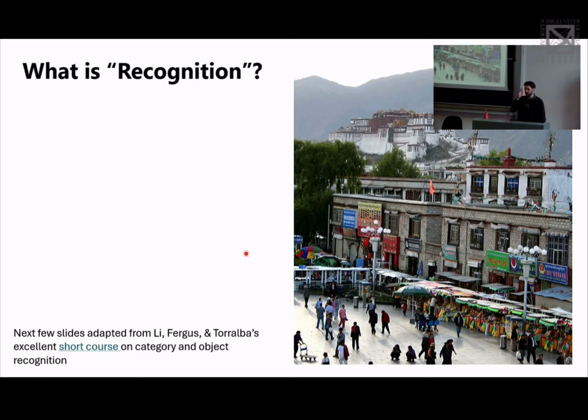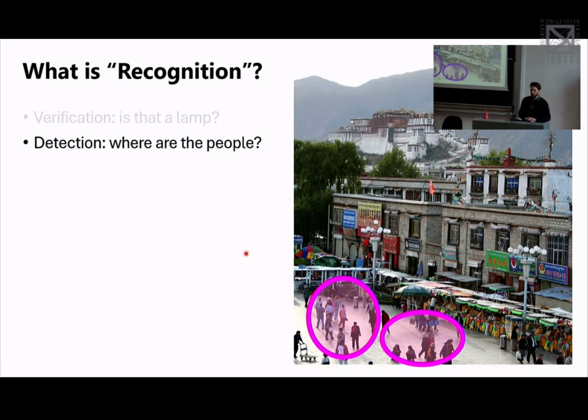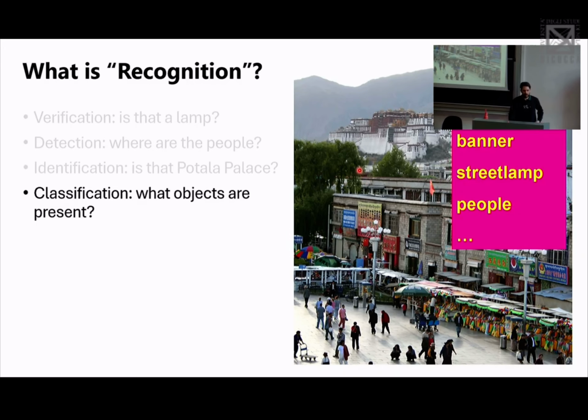In this part of the example, I will use mostly natural images instead of medical images. So you have lots of things. One could be verification. Is that thing here that I'm pointing to a lamp? Or you might ask the software, where are the people? You might ask, is this building one specific building?